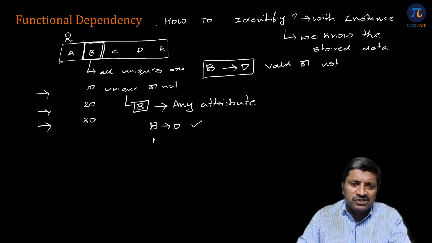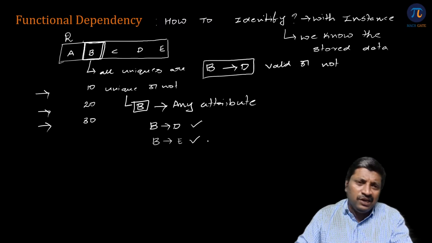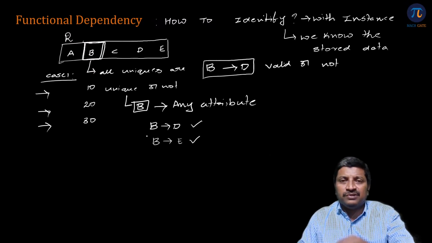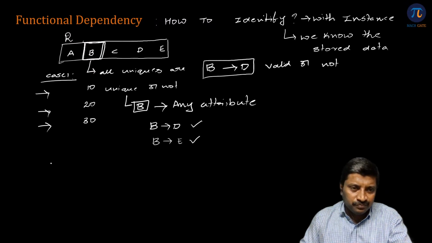Not only B implies D, sir. You can write B implies E, B implies A, anything. Fine. Now let us consider the second case. This is case 1, when all the values of the particular column are unique.